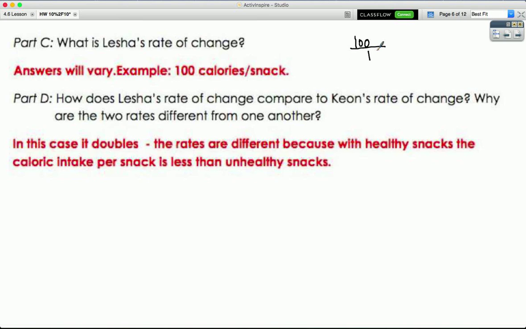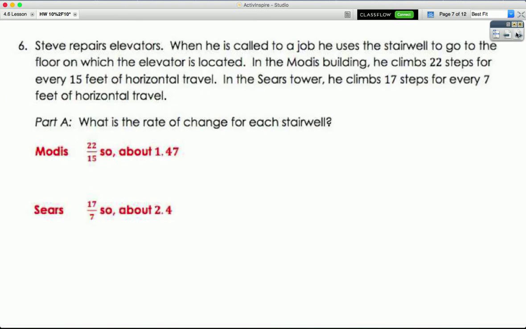So we already know that Alicia's rate of change was only half of Keon's rate of change, simply because he was choosing snacks that were twice the caloric value of Alicia's snacks. Question number 6, Steve repairs elevators.